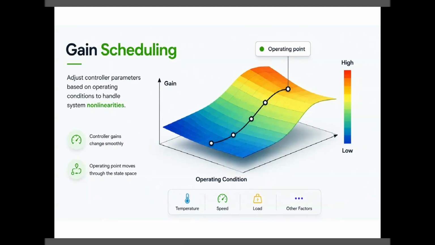You can think of gain scheduling as giving the controller the ability to adapt its behavior without changing its underlying control strategy. The controller remains the same, but its parameters continuously evolve to match the current operating conditions. This makes gain scheduling a practical and widely used solution for nonlinear systems whose behavior changes across different regions of operation.